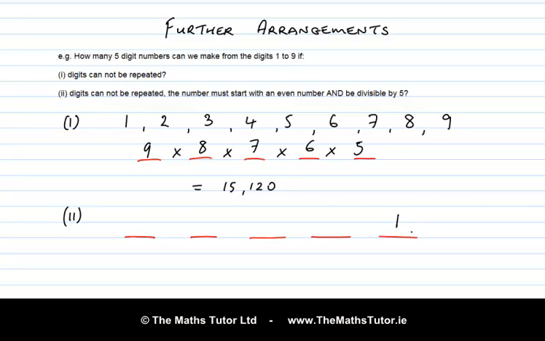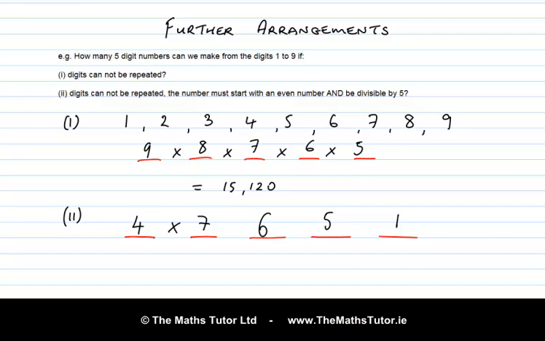Also, the number must start with an even number. So how many of our digits are even? Well, 2, 4, 6 and 8. So that's 4 digits, so we have 4 choices here in the first slot. After that, the only restriction is that digits cannot be repeated. So we had 9 digits to start with. We've used up 2, so we've got 7 digits to choose from. And then for this slot, we've only got 6 to choose from and 5 to choose from.